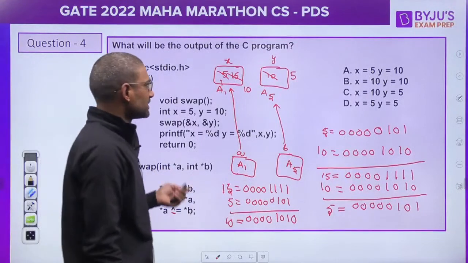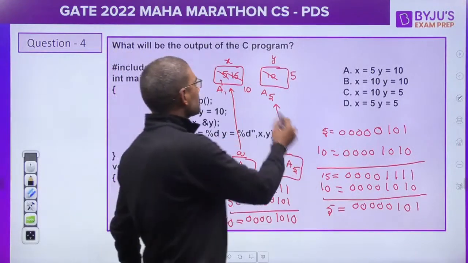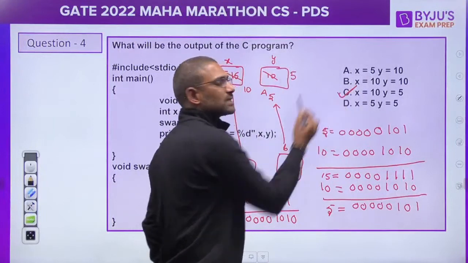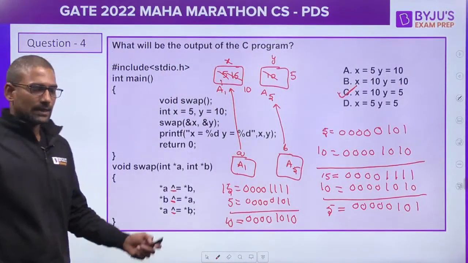So what is the answer for this? When you print x and y, x will be 10 and y will be 5, option C. Correct. Next question.